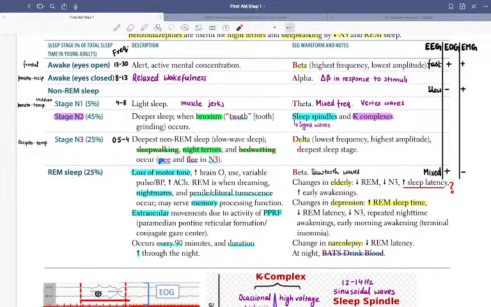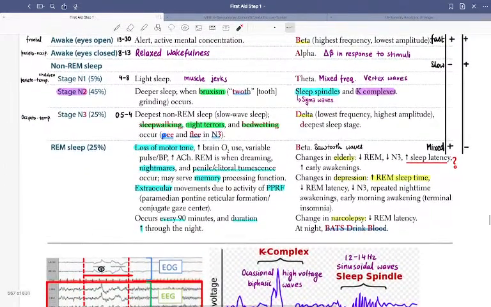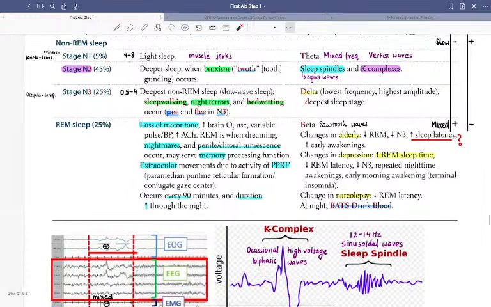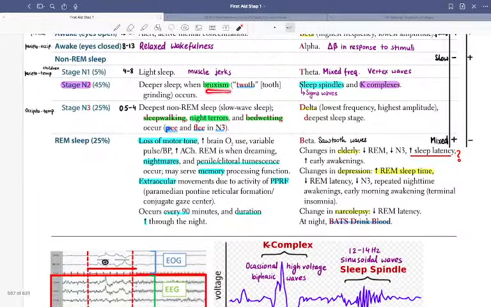N2 is deeper, with bruxism. This is important: bruxism, sleep spindle, K complex. Sigma. N2 has bruxism, sleep spindle, K complex. Even the muscle jerks thing is not important. K complex is an occasional biphasic, high voltage wave, and sleep spindle is sinusoidal waves, 12 to 14 Hz. So deep sleep: bruxism, sleep spindle, K complex.